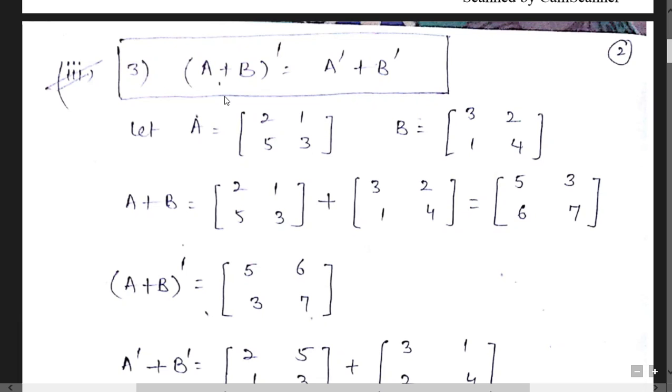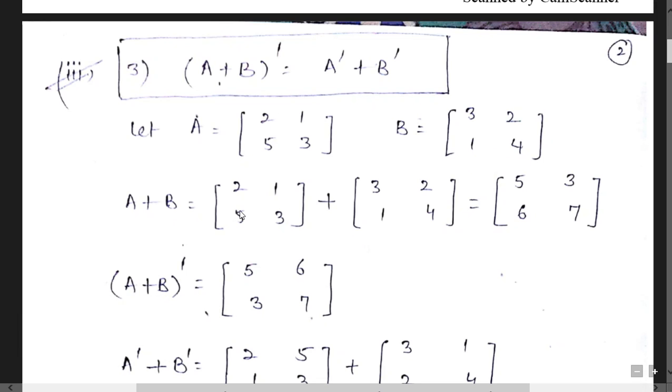Third one is, suppose we are adding two matrices, A plus B, and taking transpose, it will be equal to the addition of the transposes of the individual matrices. Let us take one example. A is equal to 2, 1, 5, 3 and B is equal to 3, 2, 1, 4. Before starting the exercise, if we work through some examples, then we can solve the questions easily.